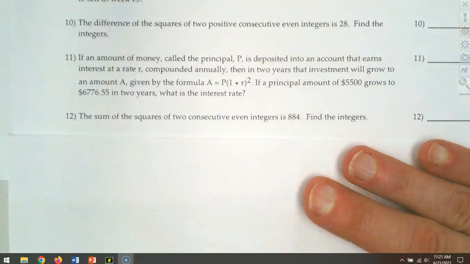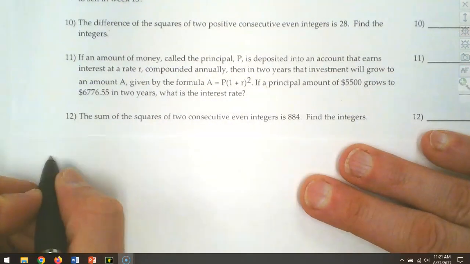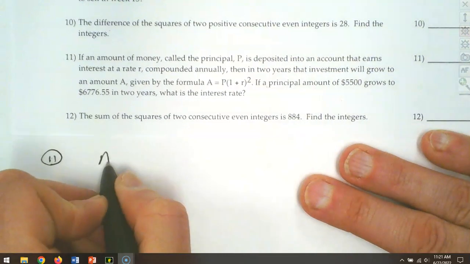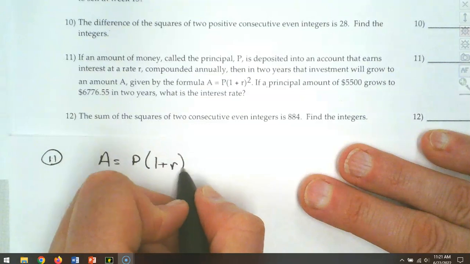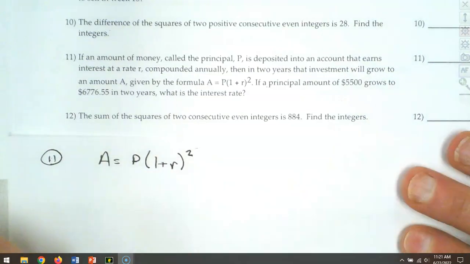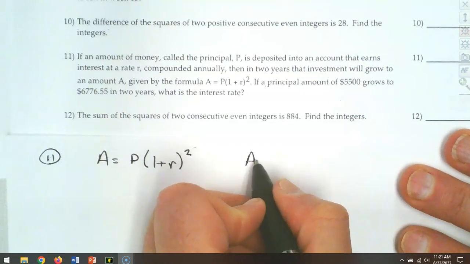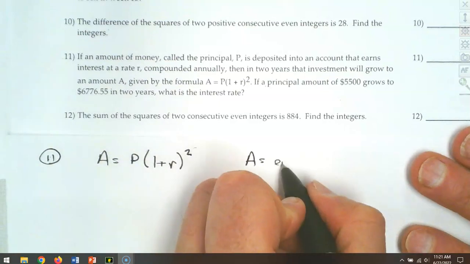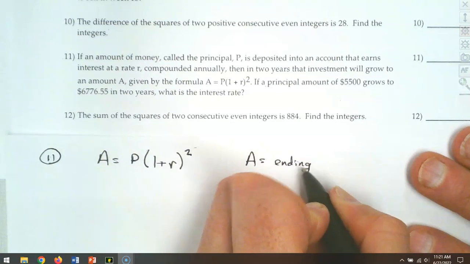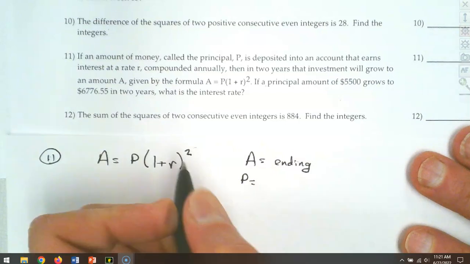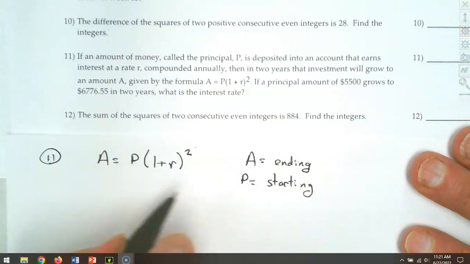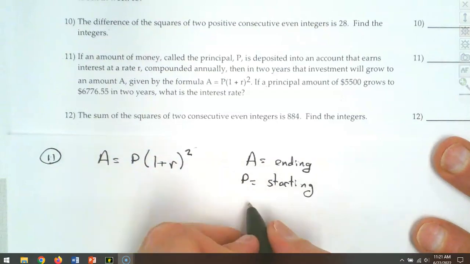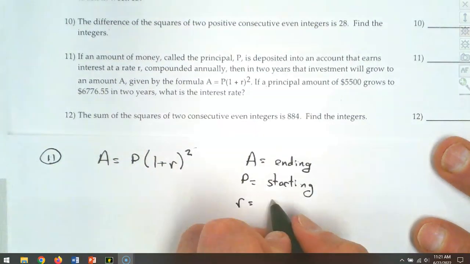So we've got a formula here, and that's A equals P times (1 plus R) squared. And A is going to be the ending amount. P is the principal or the starting amount. And R is the rate as a decimal.